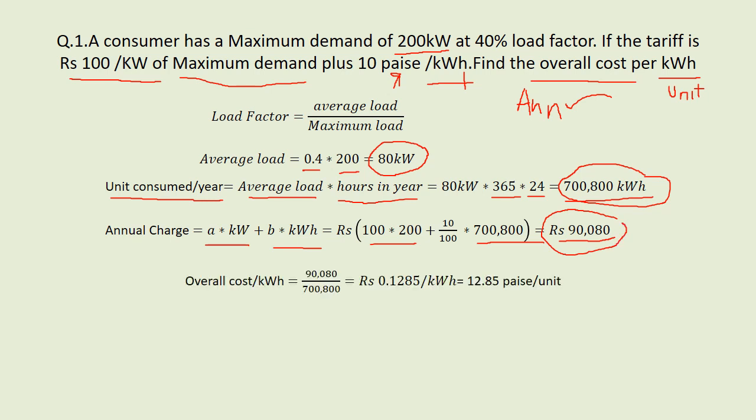So for that, the overall cost, the amount of 90,080 rupees, divided by the amount of kilowatt hour, will give you 12 paise per unit. Okay, so unit is kilowatt hour. So this is the amount of cost one has to pay for your electricity bill.